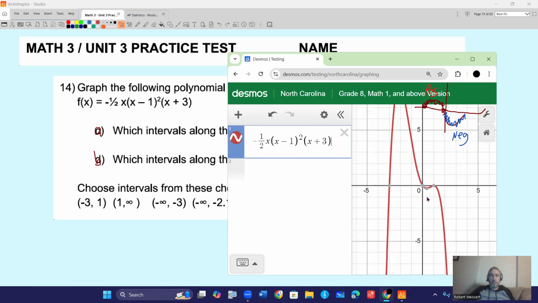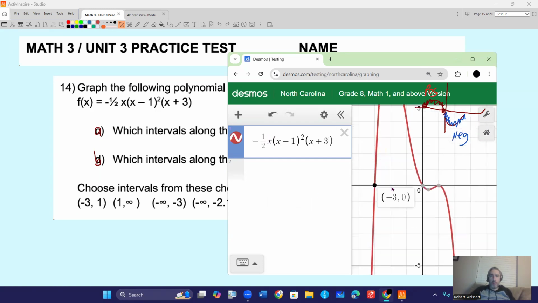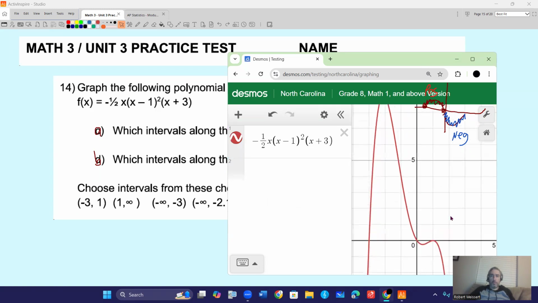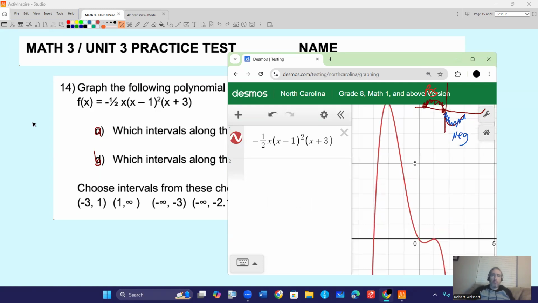And it's going to have a few zeros here. If you zoom in, it's going to have a zero at negative 3, 0, and 1. So drawing this graph will help. So negative 3, 0, and 1. Let me move this out of the way so I can sketch it.